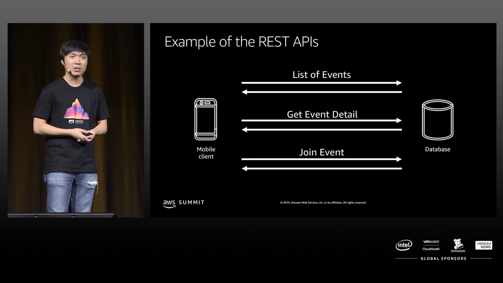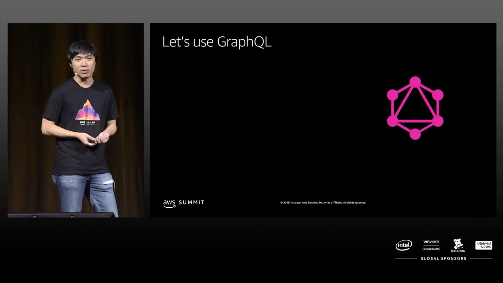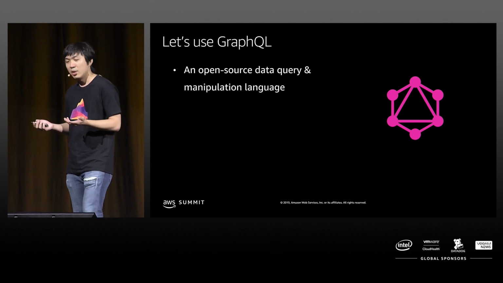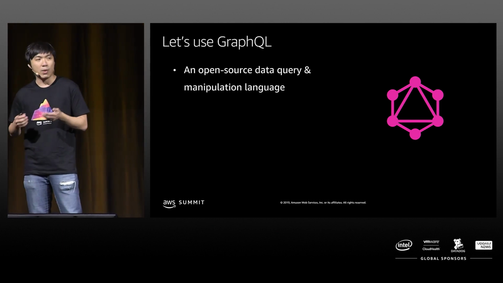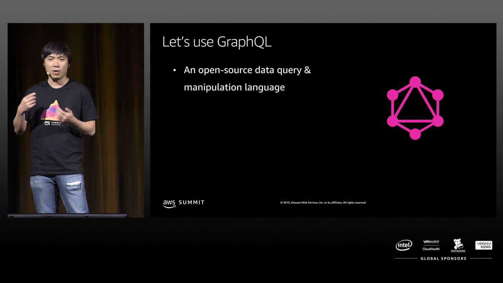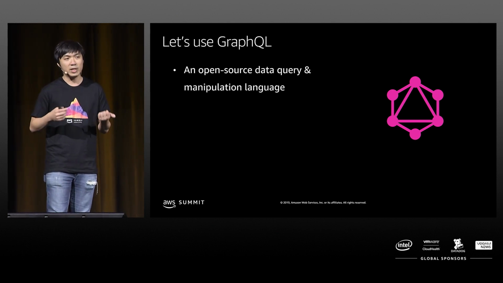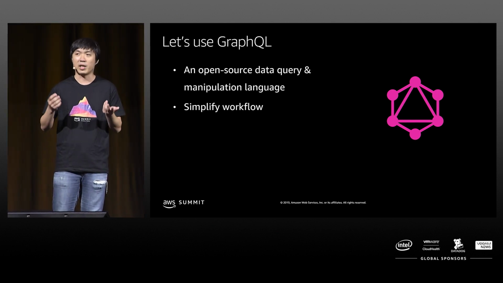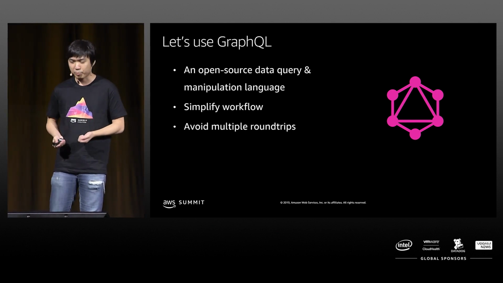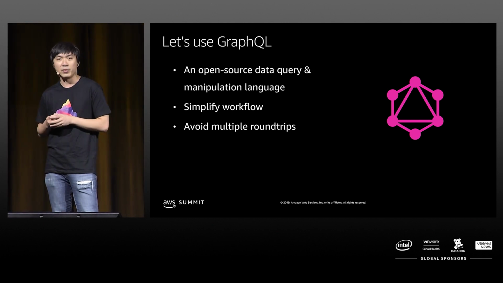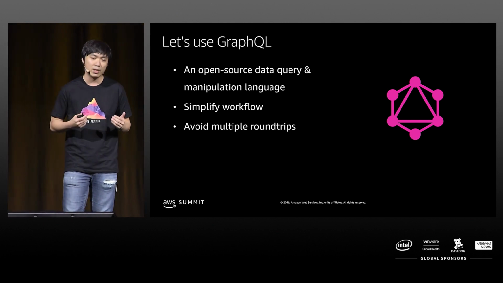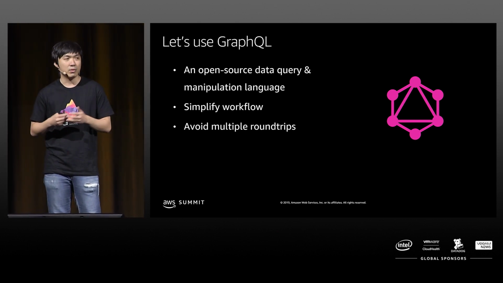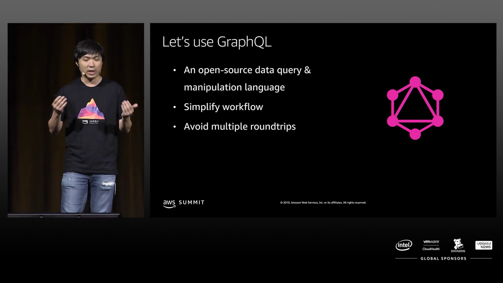In today's session, we're going to use GraphQL. GraphQL is a new way to query what you need. It's open source, and it provides one endpoint for you to do your GraphQL operations: queries, mutations, and subscriptions. It simplifies your workflow. The developer now just has to integrate with one endpoint. And since it provides the capability to do nested queries, you do not have to go round trips. One query can get you a lot of the data that you need for that screen.